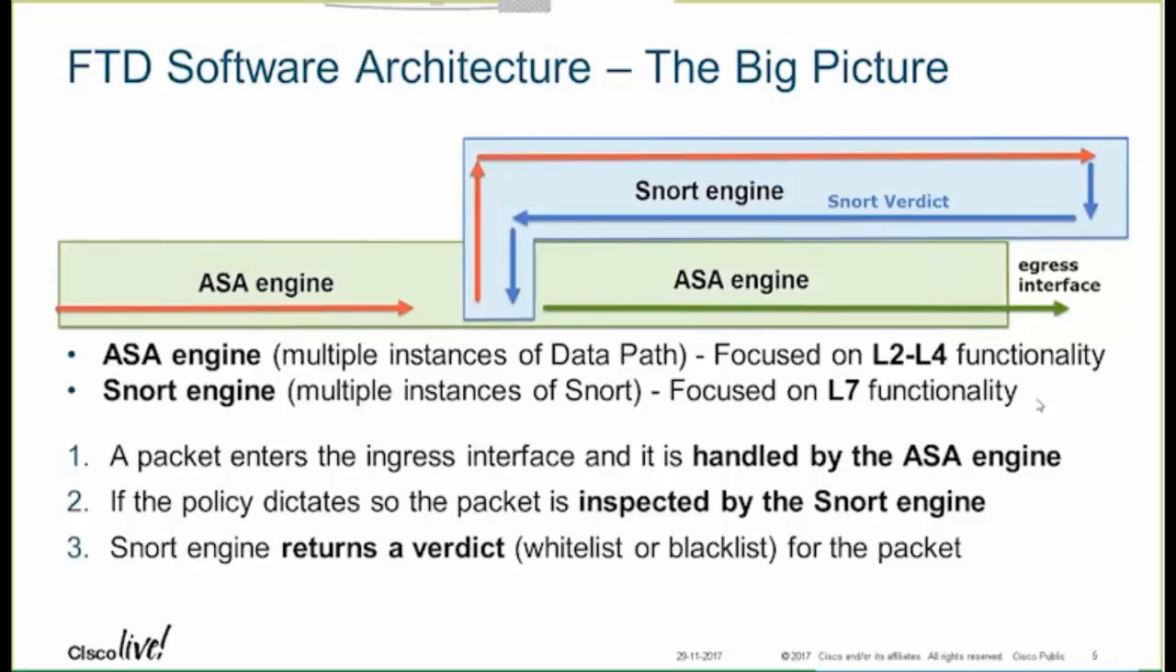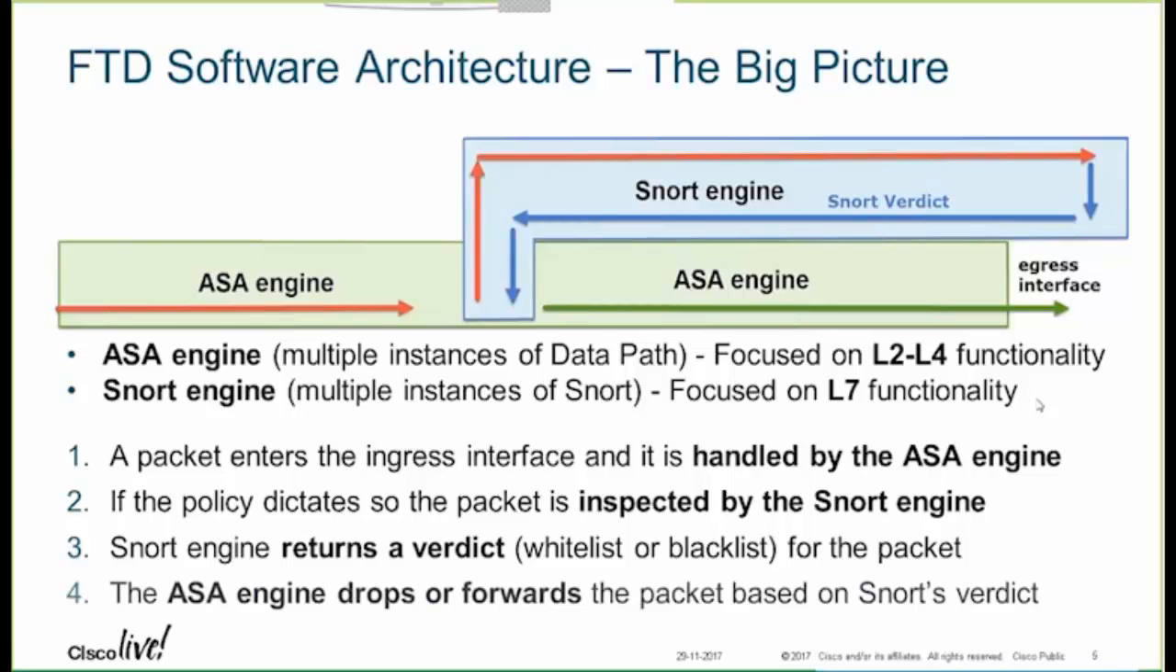So the third section is, once the traffic is sent to Snort, the Snort engine would return a verdict for the packet and whether it has to be permitted through or if it has to be dropped. And then depending on the specific verdict that the Snort engine replies back, the ASA will be either forwarding the traffic or dropping the traffic.